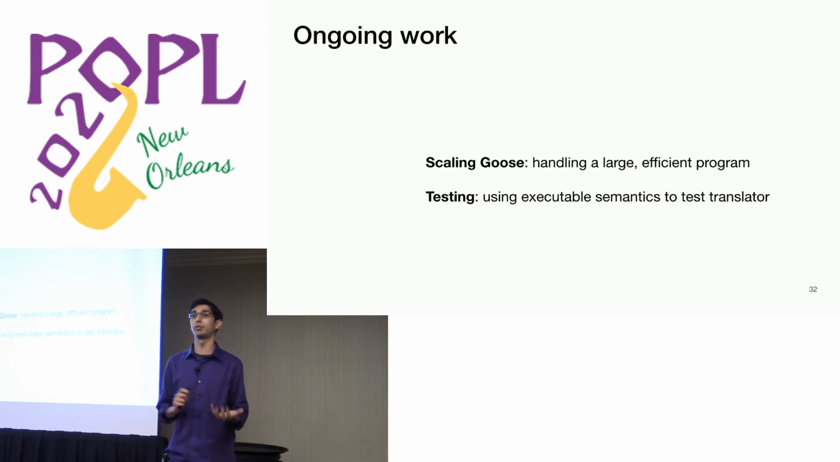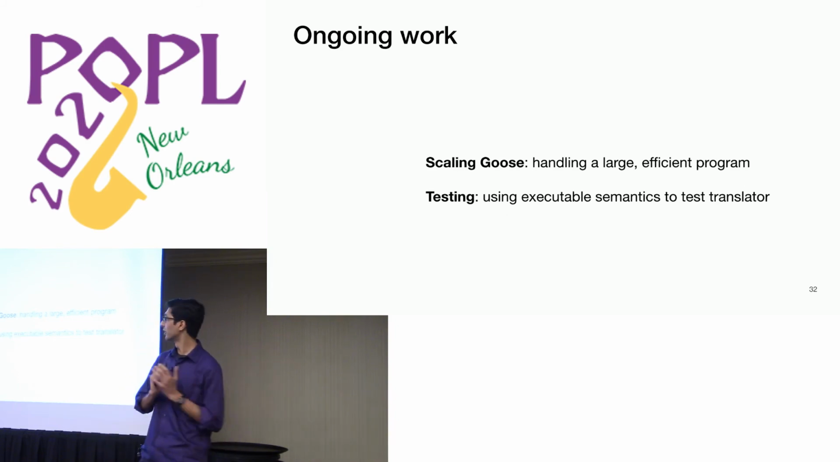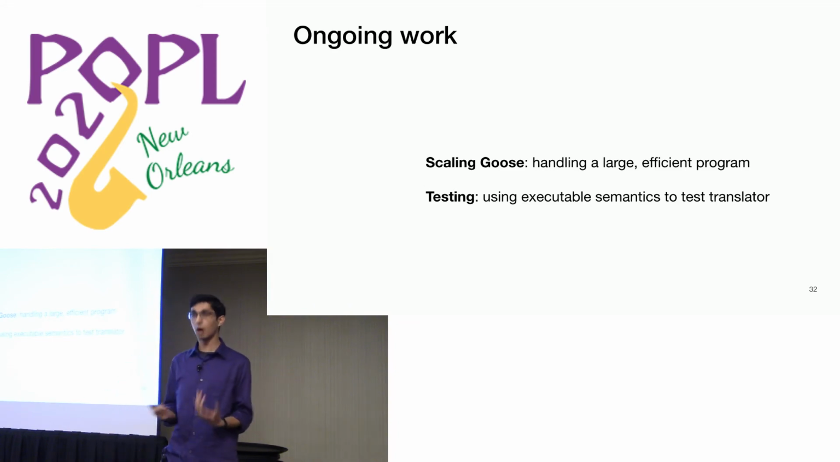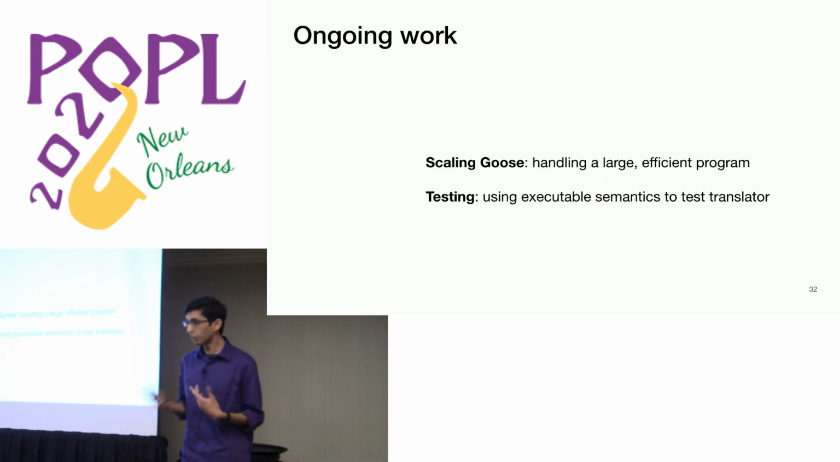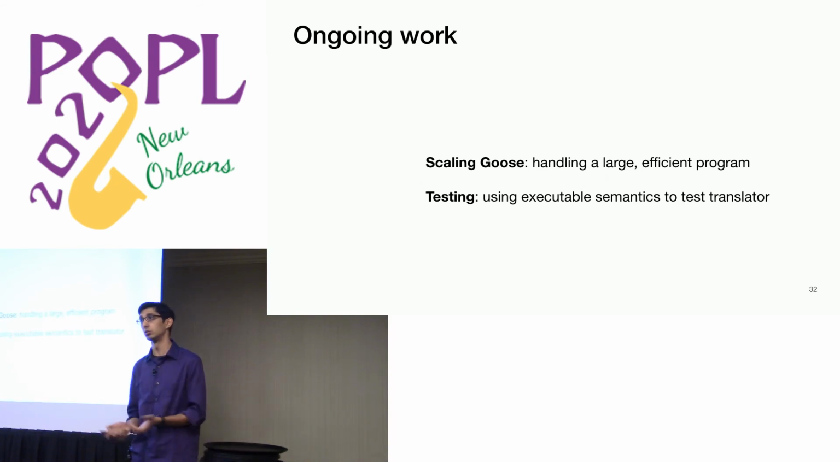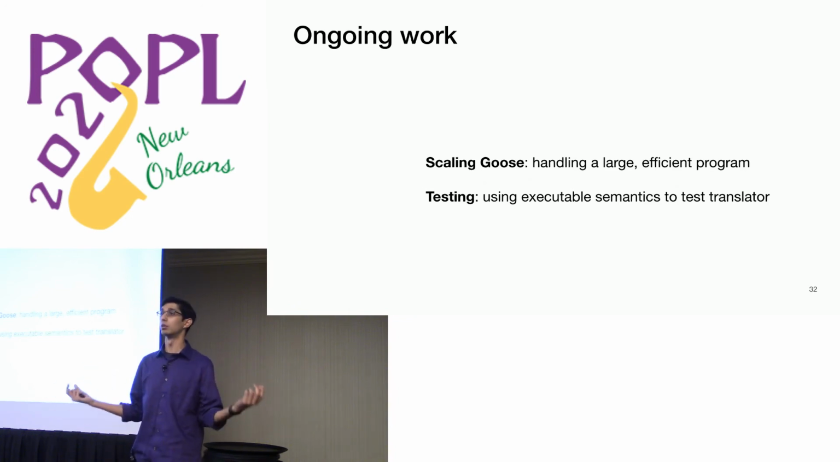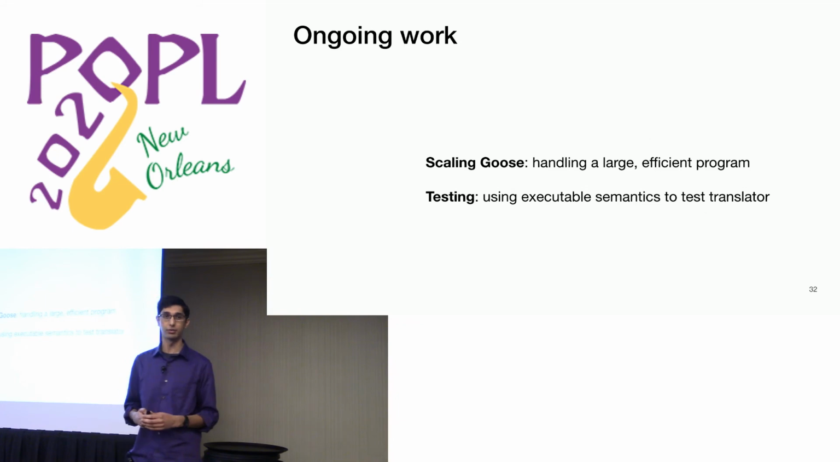We're actively working on this. So probably the biggest thing is scaling up Goose. We need to handle a very large, 3,000 line concurrent program that Frans and Nickolai wrote, and they're very intense concurrent hackers. And this program is more efficient. And efficiency means that we need a lot more sophistication in terms of how Go is being used. Another concurrent project with that is testing. So we want to use this executable semantics to test the translator. So the idea being that you take some programs in Go, you translate them to Coq, and then you compare the behavior of these two implementations. And I think this is basically necessary if you want to gain confidence in a translation process.